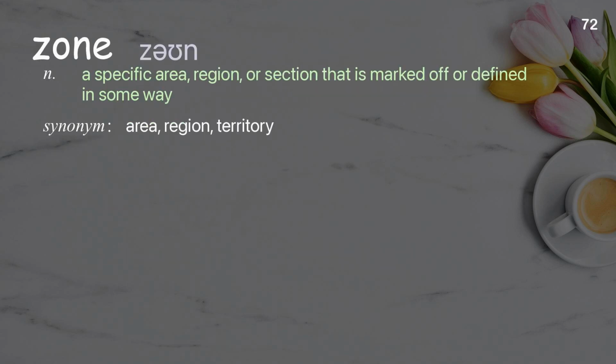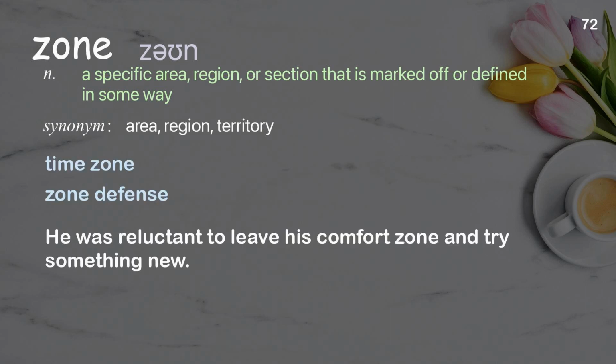Zone. A specific area, region, or section that is marked off or defined in some way. Examples: Time zone. Zone defense. He was reluctant to leave his comfort zone and try something new.